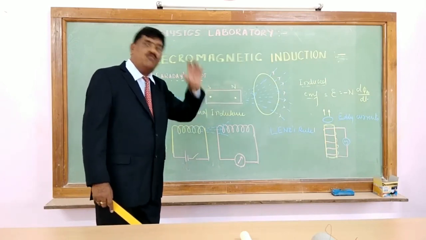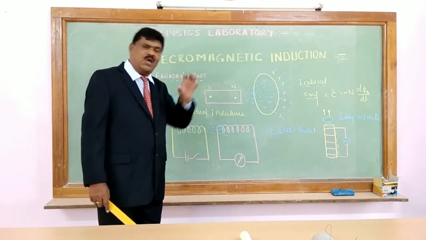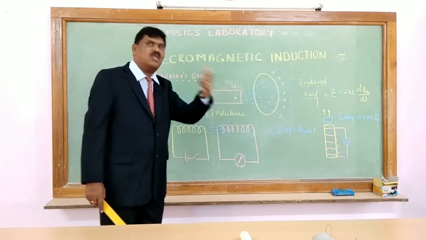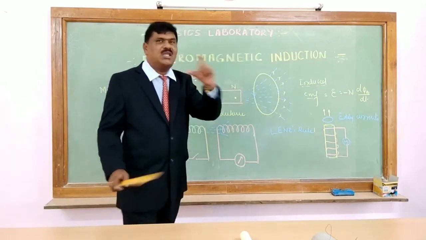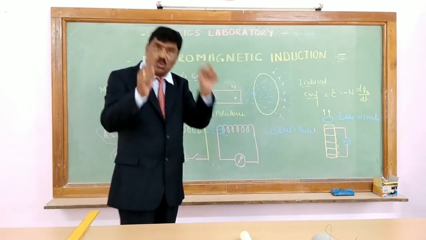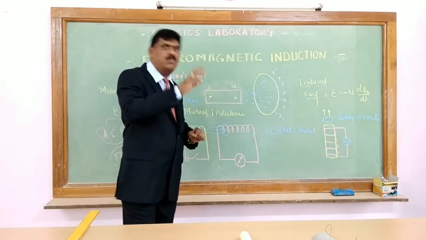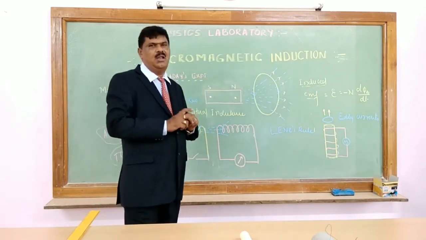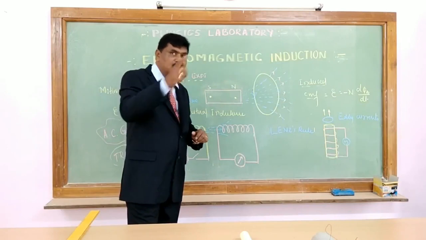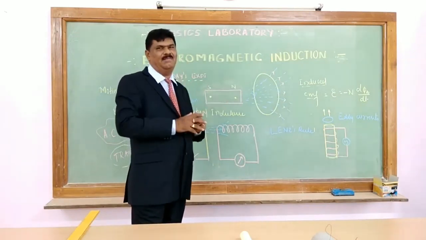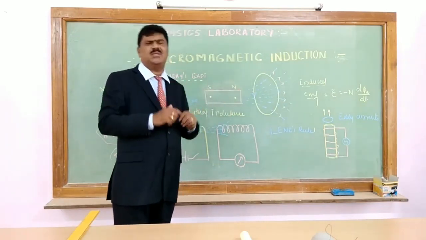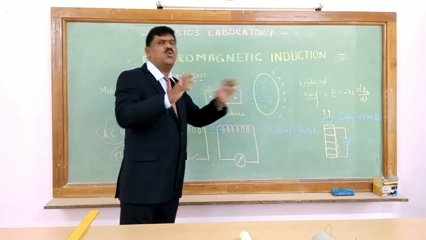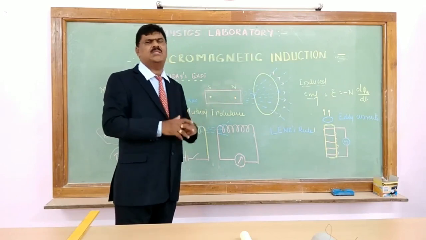But actually, Faraday has shown that whenever there is a change in the magnetic flux linked with a coil, an induced EMF is produced across the two ends of the coil when the coil is open. On the other hand, when the coil is closed, an induced current begins to flow through the coil. Now ultimately the question arises: how to change the magnetic flux linked with a coil? It is very simple.